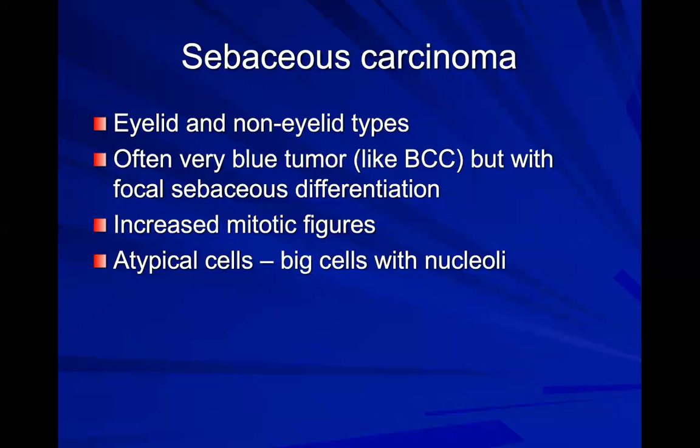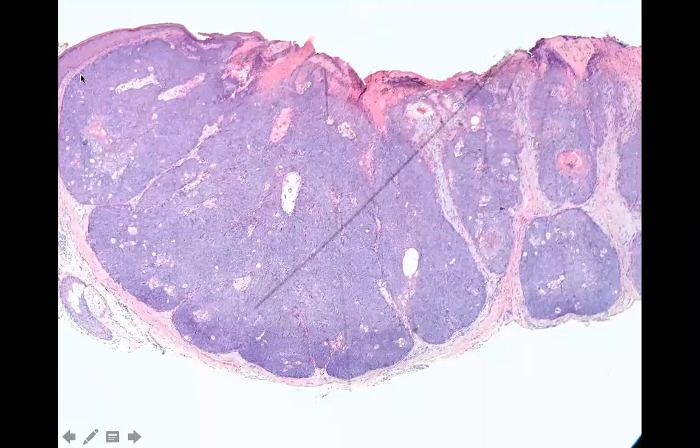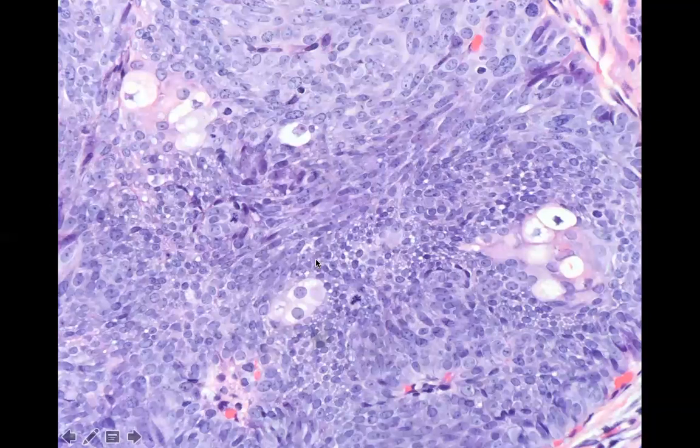Sebaceous carcinoma, you can have eyelid type and non-eyelid types. They could be very blue, where all you see is just a couple little mature sebocytes to tell you it might be sebaceous, or they could look kind of like that sebaceous adenoma, but have a lot of atypia in them. And this one, see, it kind of has that shape, but it's a very blue tumor. But when you go in, you can see these mature sebocytes, and that tells you it's sebaceous. But when you look at the blue cells, you can see, oh, these are very atypical. There might be extra atypical mitotic figures, etc. This is cancer. Okay, this is sebaceous carcinoma.